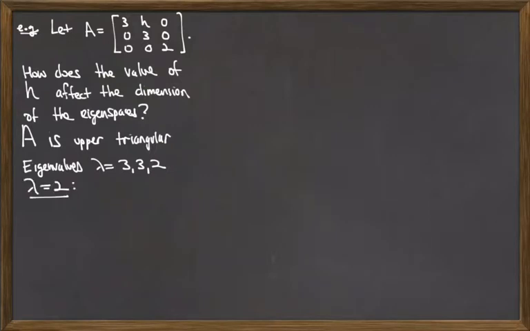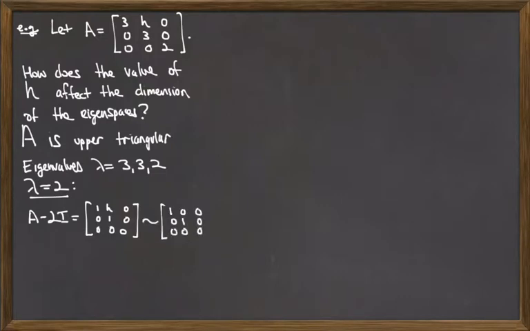Let's take the lambda equal to 2 case right away and get that eigenspace determined. So we look at A minus 2I. I'm going to subtract 2 along all the diagonal entries, and I'm not going to change any of the non-diagonal entries. I row reduce that. I already see a pivot here and here. It has nothing to do with the value of h. Whatever h is, I can use this pivot here to ensure that there's a 0 above. So it's going to row reduce to 1, 1, and then a column of zeros.